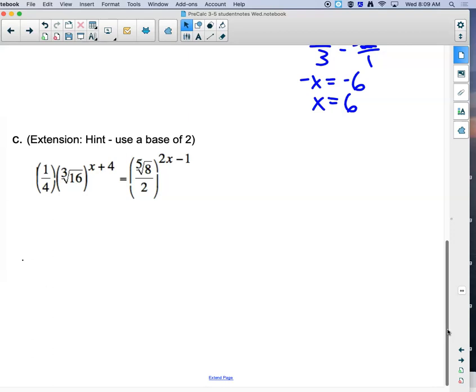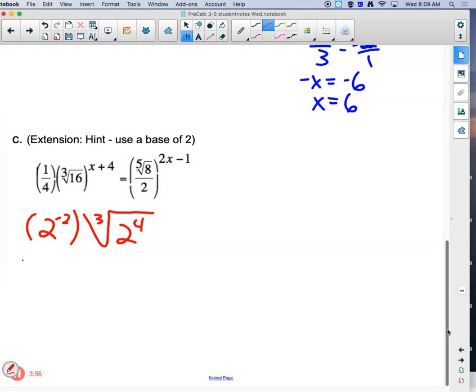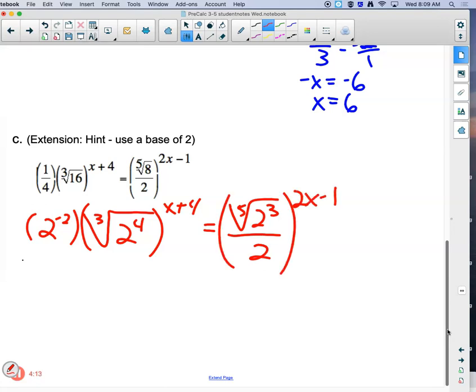So let's go through and change to those bases of 2. 1/4, of course, is 2 to the negative 2nd. And then we would have the cubed root of 2 to the 4th, but all of that is raised to the x plus 4 power. And then, as we move to the right side of the equation, we have the 5th root of 2 to the 3rd over 2, all raised to the 2x minus 1.